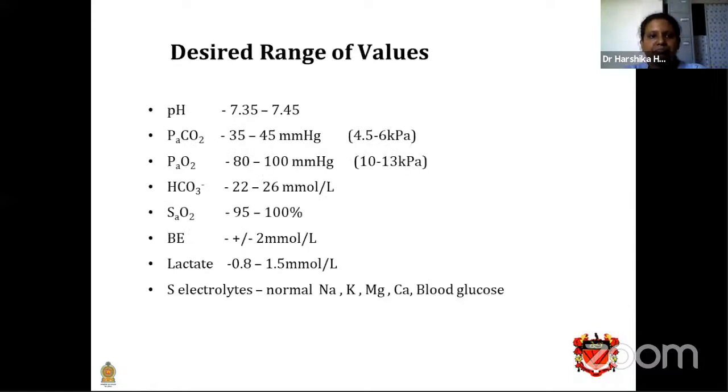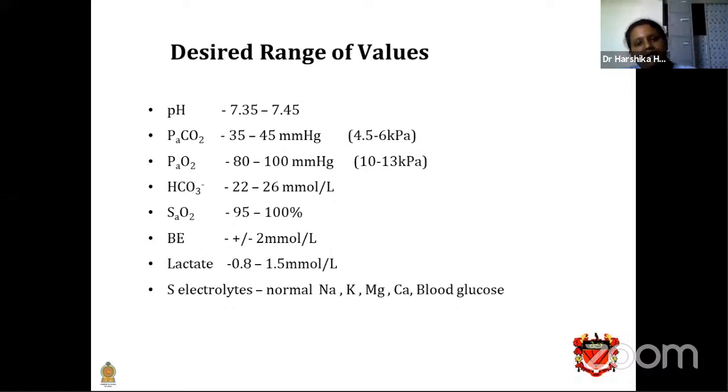Right. So these are the desired ranges of values for the parameters mentioned in the blood gases. Remember these parameters so that when you read a blood gas, you can detect the abnormalities easily. For pH, the normal value is between 7.35 to 7.45. PCO2 is 35 to 45 millimeters of mercury. Oxygen level should be between 80 to 100 millimeters of mercury in an arterial blood gas report. Bicarbonate is 22 to 26 millimoles per liter. Saturation is somewhere between 95 to 100.